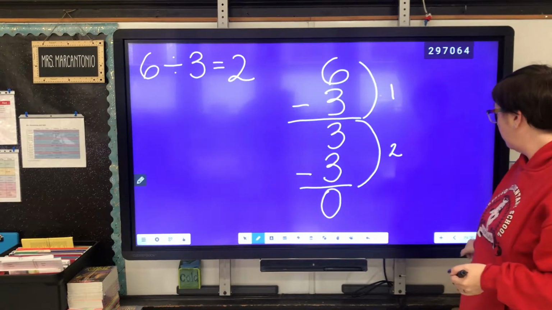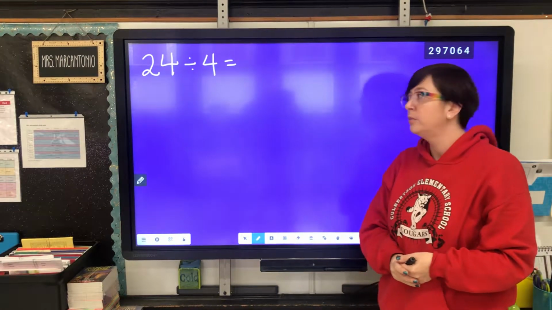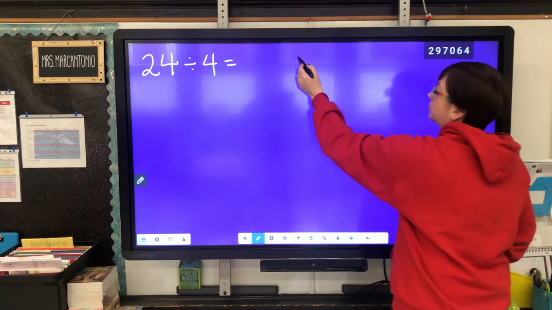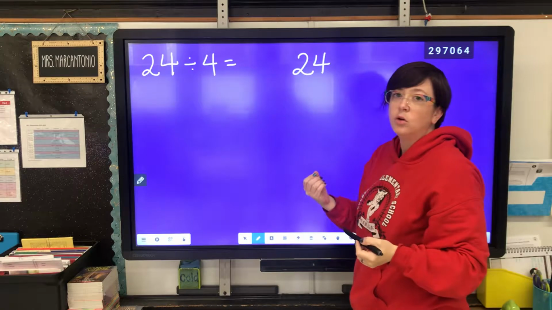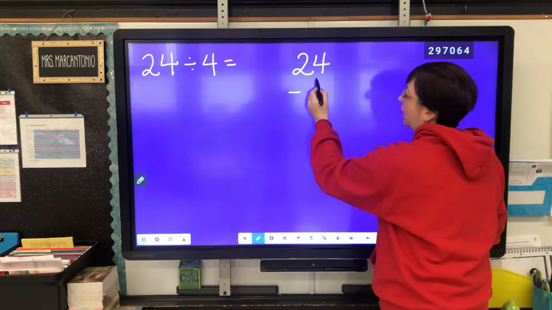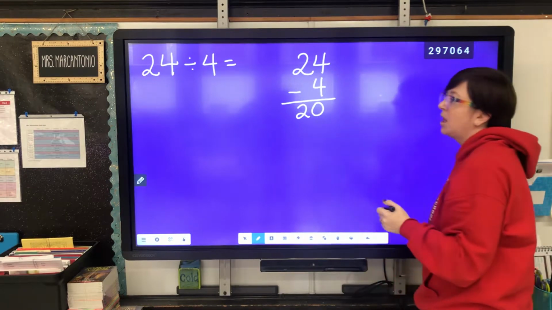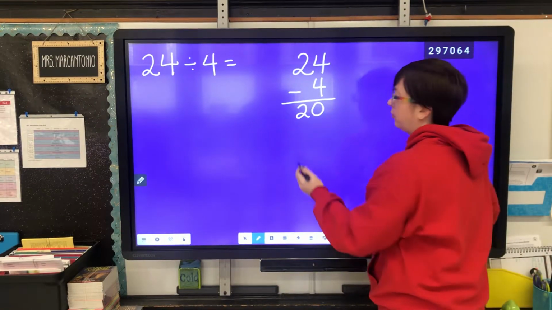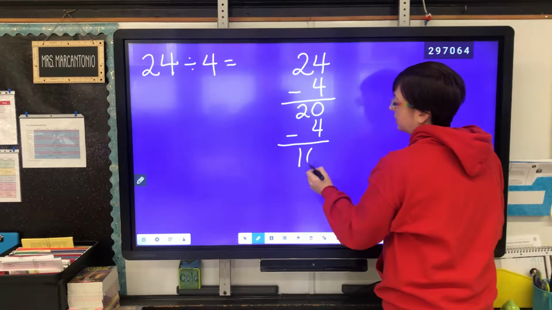And the next problem is a little bit bigger numbers, so we can show how this works again. I start with 24, which is the whole amount. And I'm going to take away one group of 4. So minus 4. That would bring me to 20. I'm not down to 0 yet, so I'm going to take away another group of 4. That would bring me to 16.